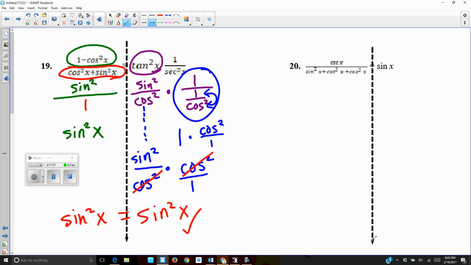All right, and then number 20, nothing to do to the right side, so this is all left side that we need to manipulate a little bit. So let's start with the top. So secant is 1 divided by sine.